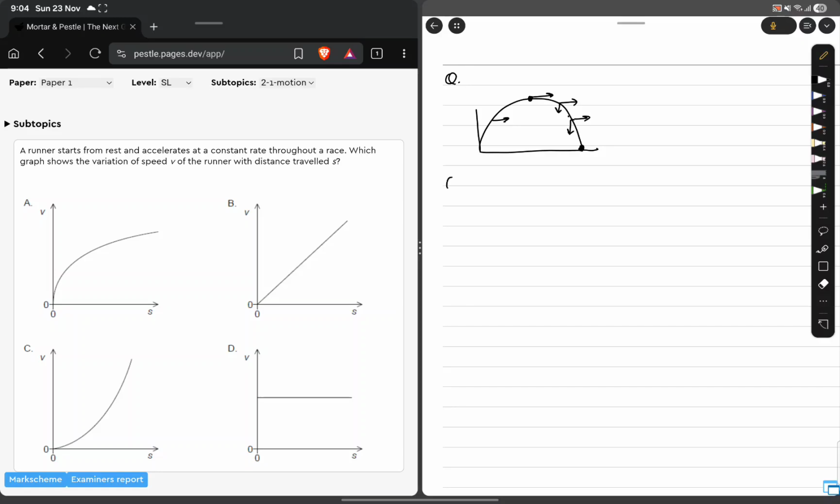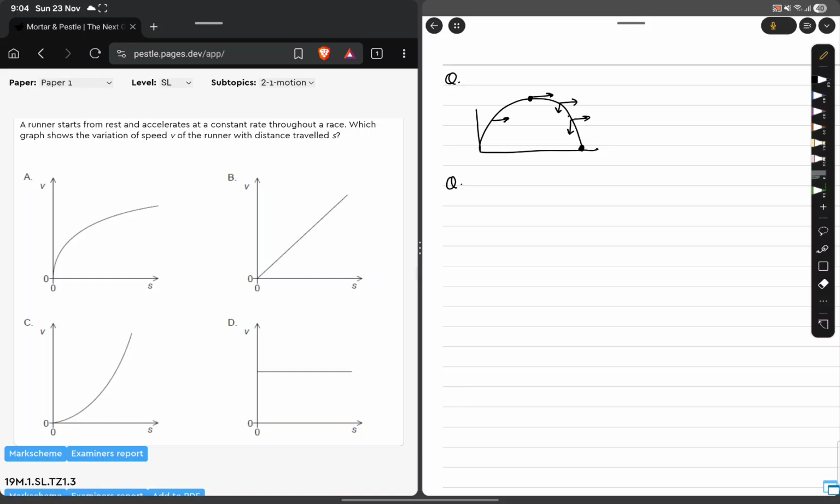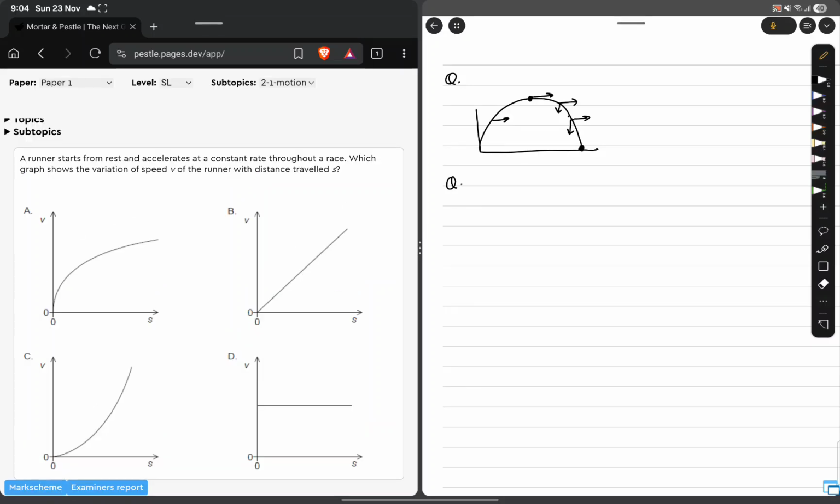Next is: a runner starts from rest and accelerates at a constant rate throughout the race. Which graph shows the variation of speed of the runner with the distance traveled, s? Alright, it's going to be A, and here's why.